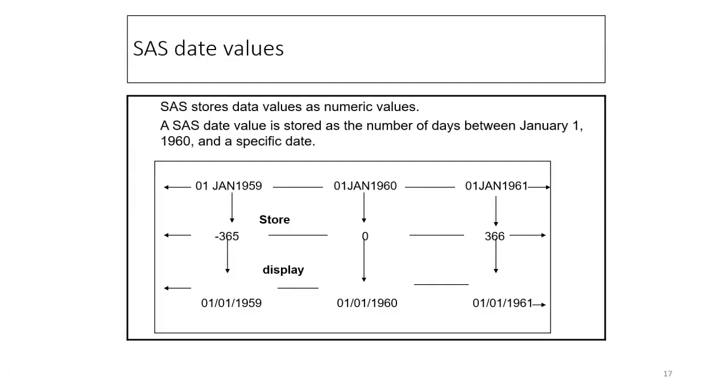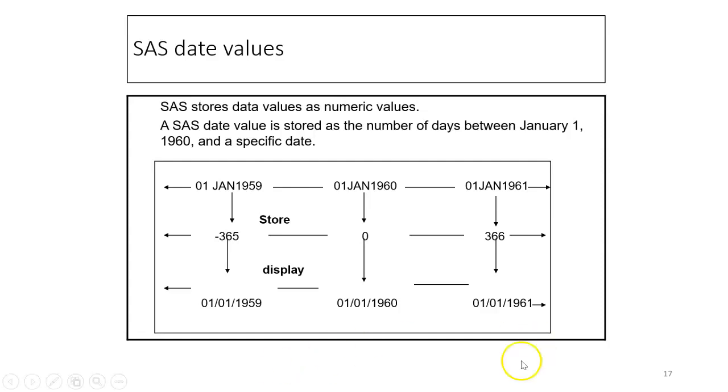Now we can see how a SAS date value works. As I already discussed, SAS has only 2 types of variable: one is character, one is numeric. There is no separate variable type called a date type. So SAS always stores the date as a numeric value. How it is stored is a very interesting part. SAS stores the number of days from 1st January 1960 to any date.